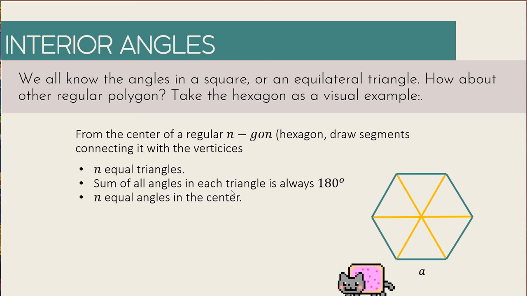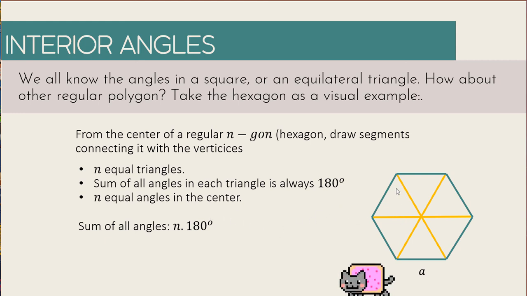Sum of all angles in each triangle is always 180 degrees, right? It holds in any circumstances. And look at the center, we have n equal angles in the center, right? And we know that the sum of all angles is the number of angles in a triangle, which is 180 degrees multiplied by the number of triangles. So the sum of all angles is n times 180 degrees.